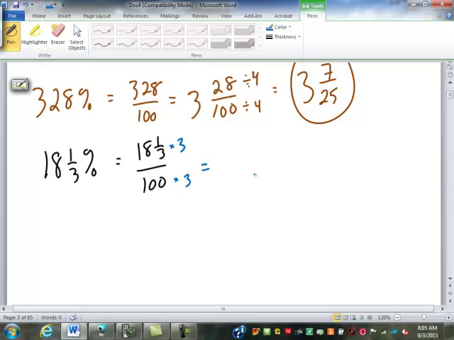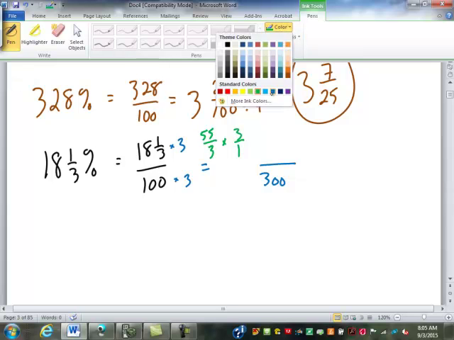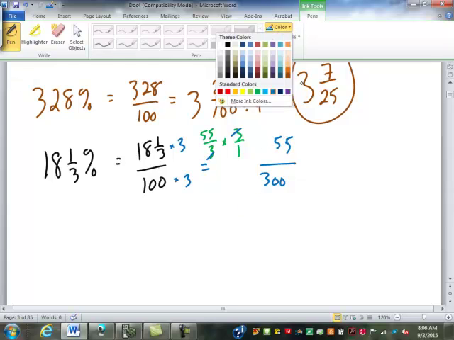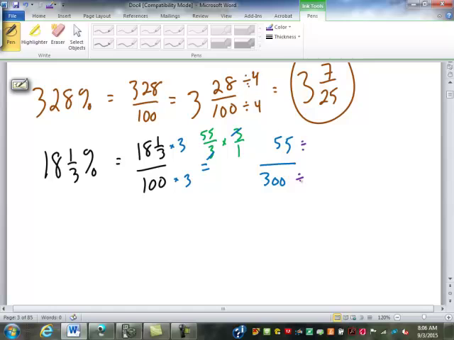So on bottom, of course, 100 times 3 is just 300. On top, of course, the 3 is the 3 over 1. 18 1/3 has to become an improper fraction. 18 times 3 is 54, plus 1 is 55/3. And now, of course, the 3's cross cancel. We get 55 over 1, or just 55. From there, what can we do? Divide by 5. Get 11/60ths. So 18 1/3% is 11 out of 60.